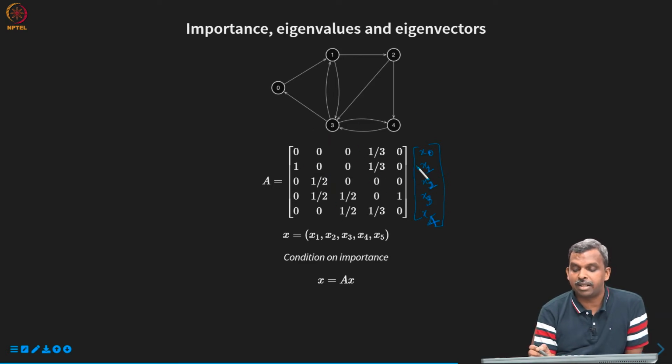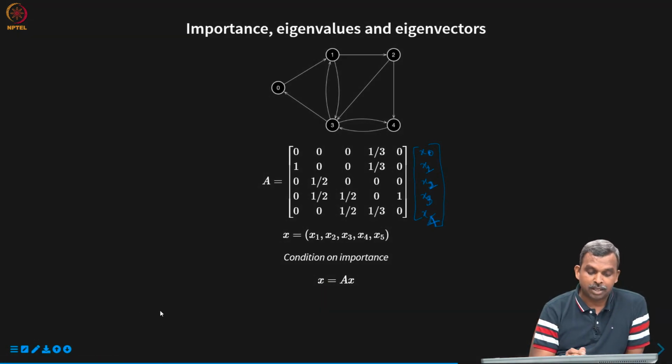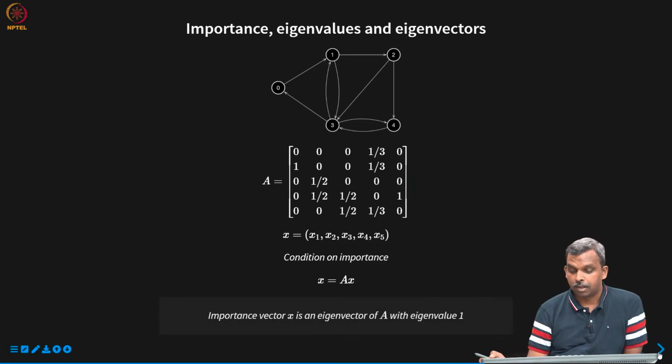So this is just a matrix form. We made this matrix from the graph, and then when you multiply this matrix on the right with the importance vector, you should get the importance vector itself. Now what is this equation? You can identify this equation quite easily. This is an eigenvector equation, right?